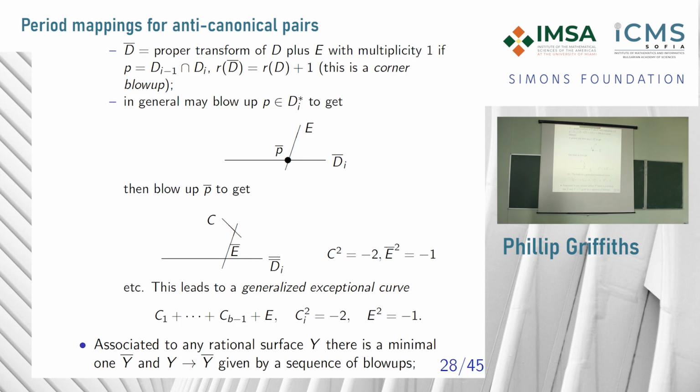Now, it's a general fact that for any rational surface, there's a minimal rational surface given by a sequence of blow-ups. When you do the classification of surfaces, when you classify rational surfaces, you prove that by eliminating all the -1 curves, you get either P2, P1 cross P1, or a P1 bundle over P1, the Hirzebruch surface. So if we just blow down all the -1 curves, you know what you get.